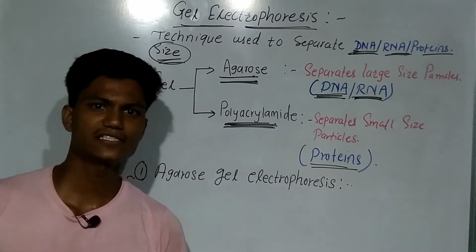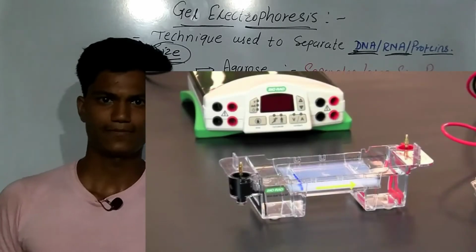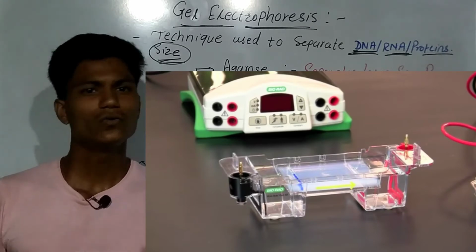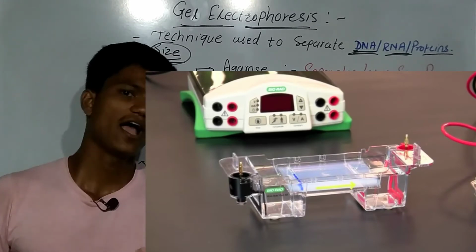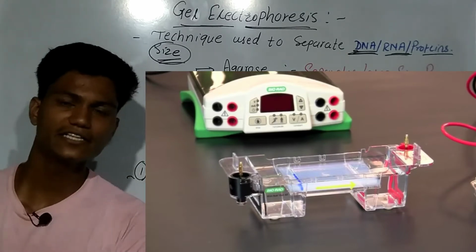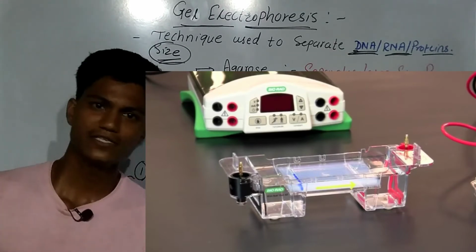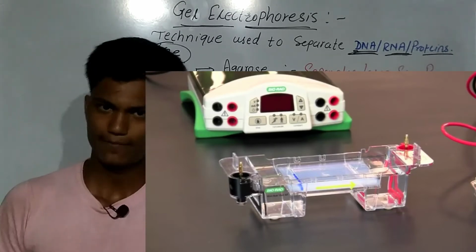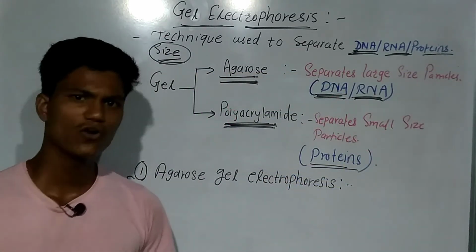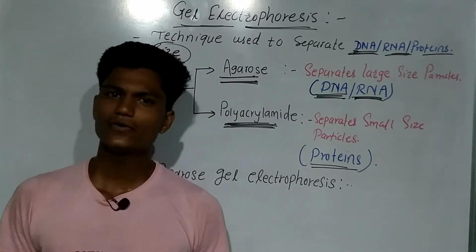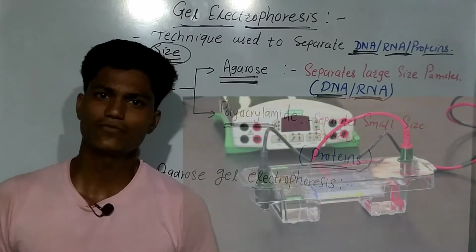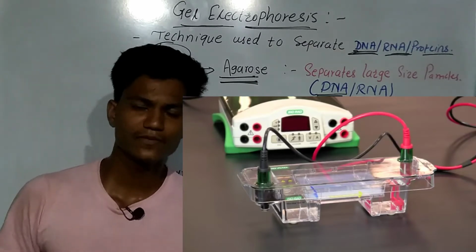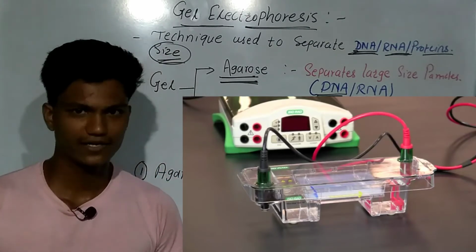Then in the next step we load our DNA samples. Note that in the first well we load ladder DNA, meaning known DNA, and on the basis of this first well we detect the other sample DNA. In the remaining wells we load our sample DNA. After that, we supply electricity to the electrophoresis chamber. Now all the arrangement is okay and we supply the electric current.